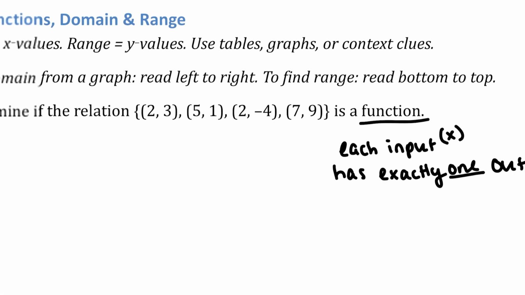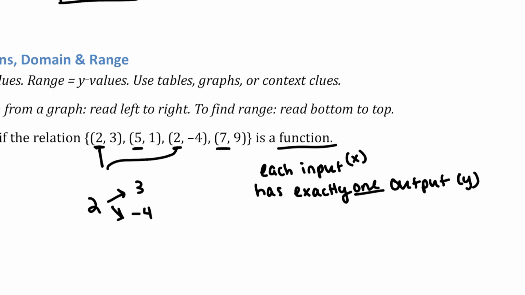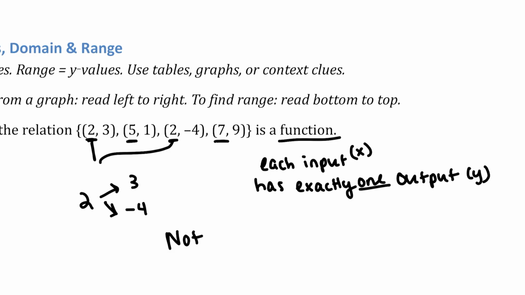So we need to look at our set of coordinates and look at our x values specifically. So we have 2, 3, 5, 1, 2, -4, and 7, 9. We have two values of 2: 2, 3, and 2, -4. So since 2 goes to 3 and 2 goes to -4, each input does not have one output. That input of 2 has two outputs. So that is not a function, specifically because our input has two different outputs.